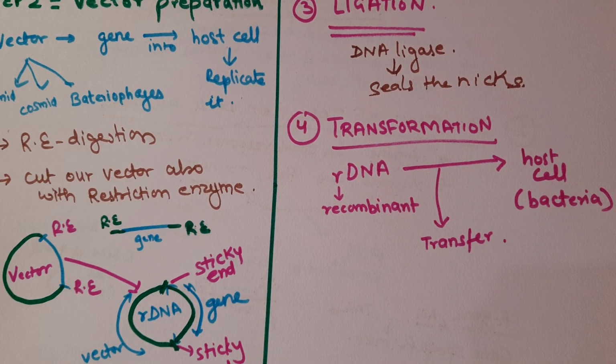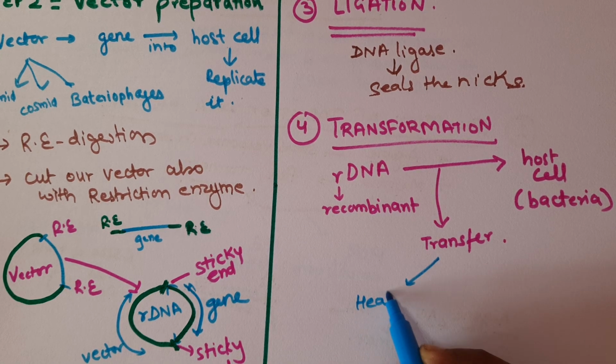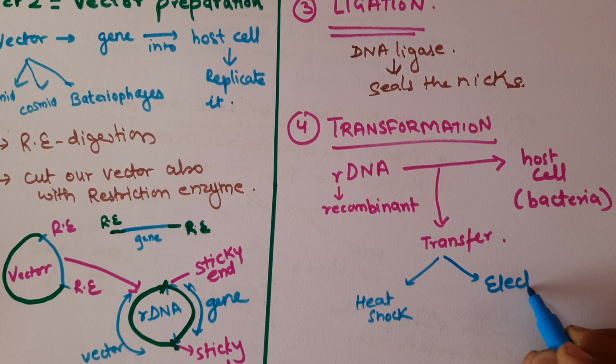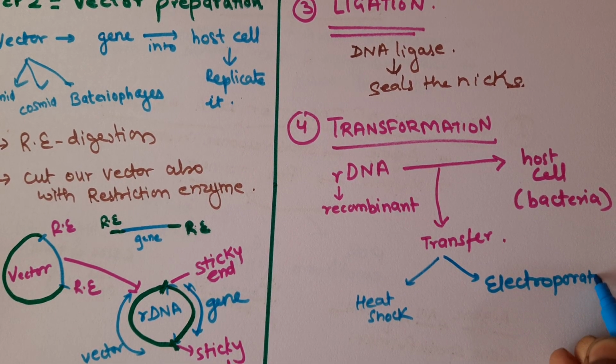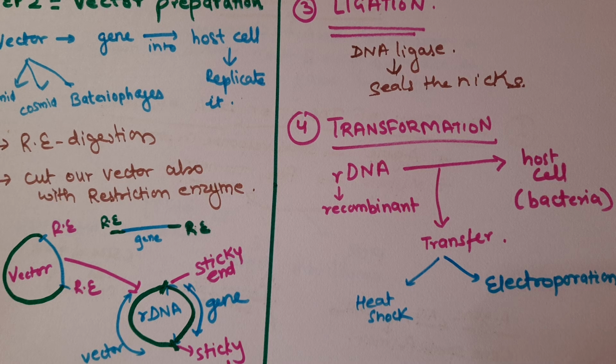There are basically two popular methods for doing the transformation. First is the heat shock, and the other one is electroporation. One thing I will tell you guys, I really like biology in the sense that most of the time from the name itself it is clear what we are going to do. So in the heat shock method, we are giving the bacteria a kind of heat shock. That heat shock will create pores in the cell membrane, and it will allow the DNA to enter inside the bacterial cell.